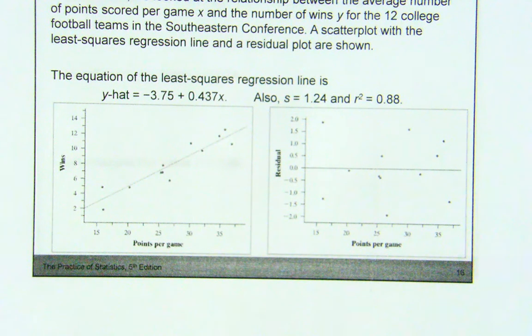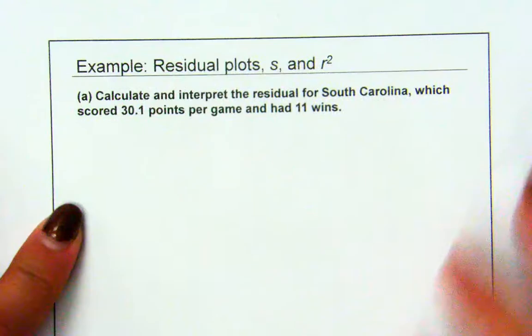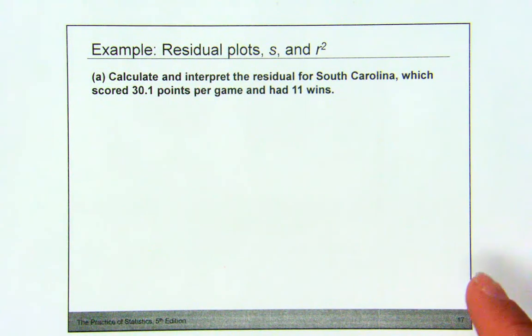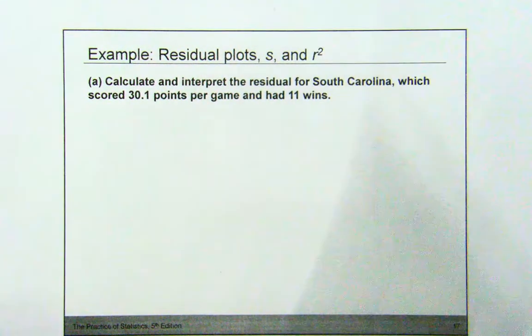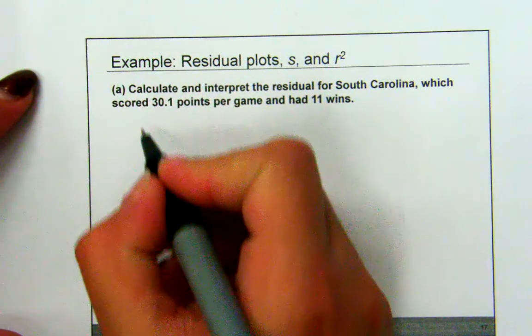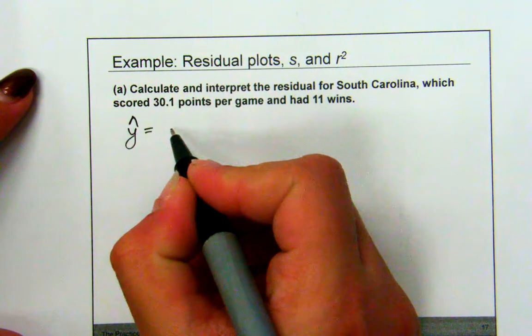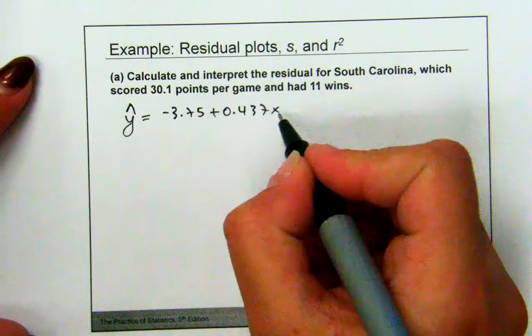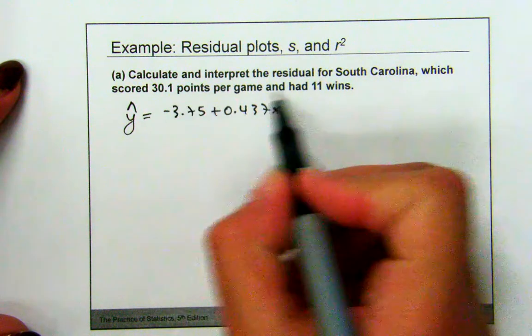Here we go. For the first one, calculate and interpret the residual for South Carolina, which scored 30.1 points per game and had 11 wins. So this is going to be a two-step process. First, we have to find the predicted amount. And then once we find the predicted amount, we can calculate the residual by doing the actual minus the predicted amount, or the observed value minus the predicted amount. So the first thing we need is our equation, which was negative 3.75 plus 0.437x.